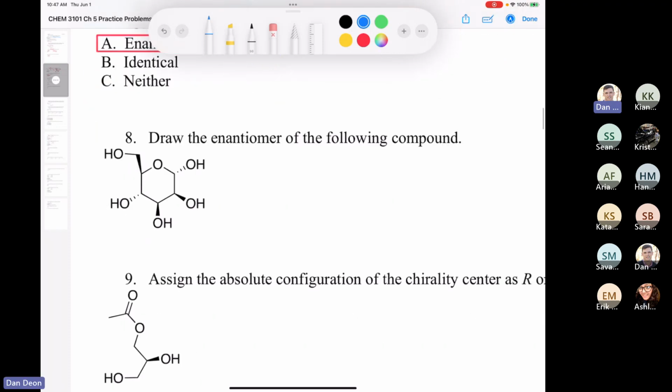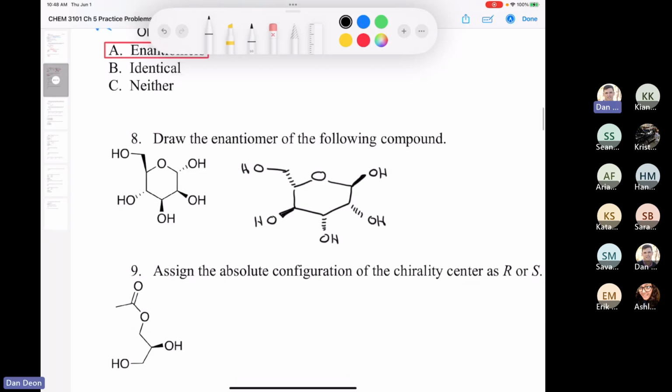The next question, question 8, is kind of a funny question. It just says draw the enantiomer of the following compound. So all we're required to do here is to redraw the carbon skeleton and flip every wedge to a dash. So we had wedge here, here, and here. And then flip every dash to a wedge. So I'll do one here, and I'll put one here. And there you go, my friends. I've drawn the enantiomer. Not much to that one.